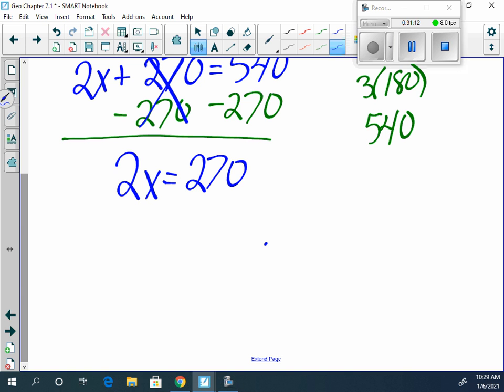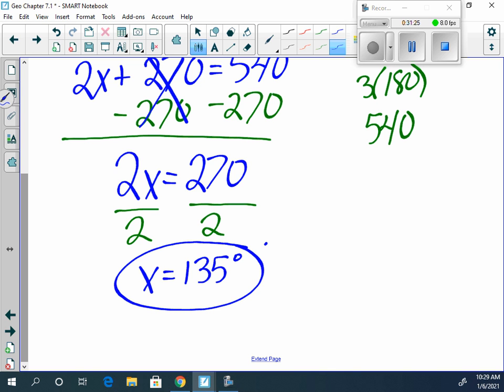And last but not least, we need to divide both sides by 2. And when we divide 270 by 2, we get 135. And that's another reason we know that this is not regular, because angles C and D are not 90 degrees. For this to be a regular polygon, all of them would have to be 90. And that's it. That's all we have to do for this here.